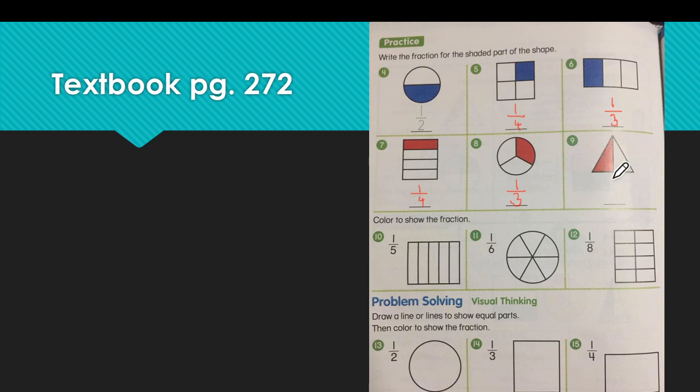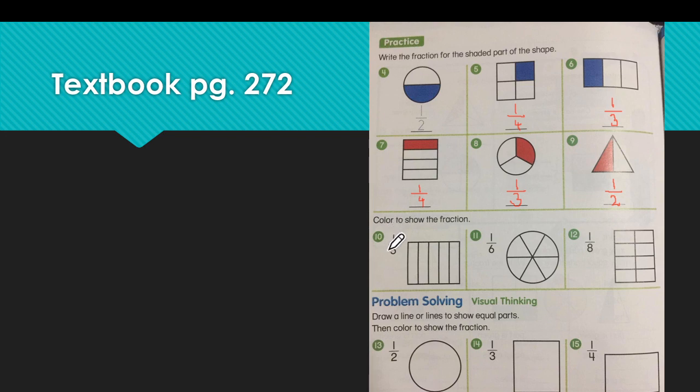Let's go to the triangle. I will start with the line. Now I will count how many equal parts do we have here. 1, 2. I will write number 2 down. And how many of them are shaded red? That one. Only 1. We read this fraction 1/2. Good. Now, color to show the fraction.